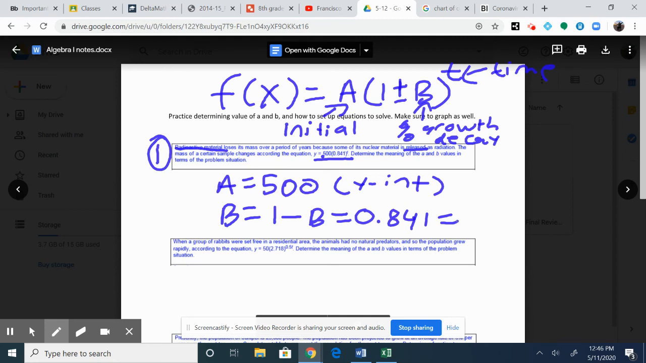So 1 minus 0.841 would be 0.159. If we multiply this by 100, now we have a percentage, which is 15.9%, which means that we are decreasing at a rate of 15.9%.